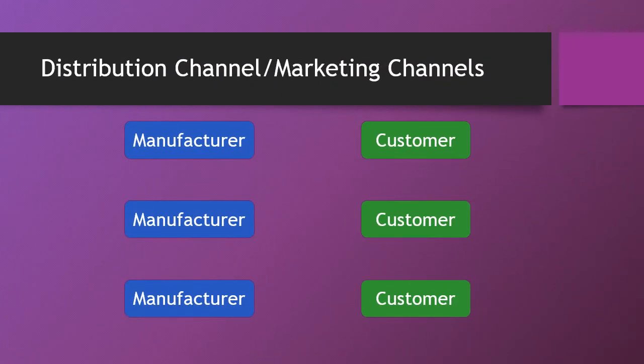So let's confuse you a bit more with some more terms. The distribution channel and the marketing channel are often interchangeable by business folks. Both are talking about a set of independent organizations that help make products available for use or consumption by the end user. A company's channel decision is directly affected by every other marketing decision.